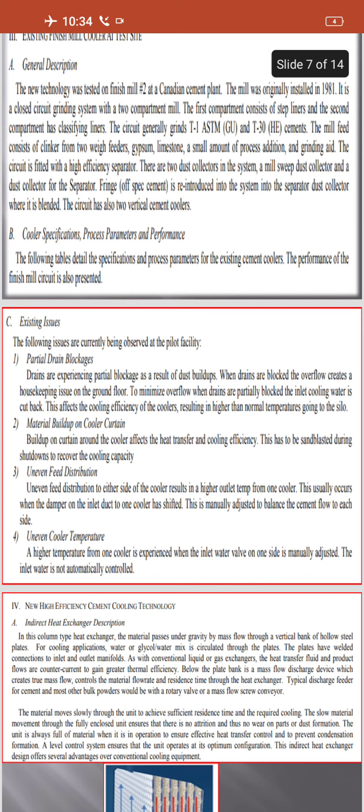General description. The technology was tested on a finish mill at a Canada cement plant.